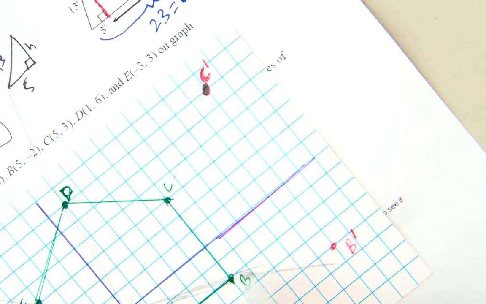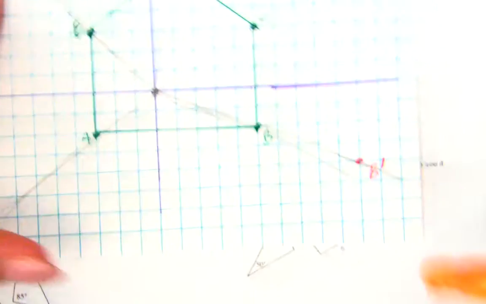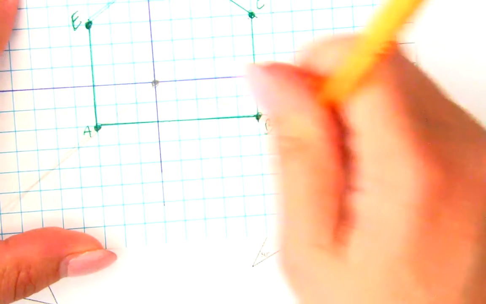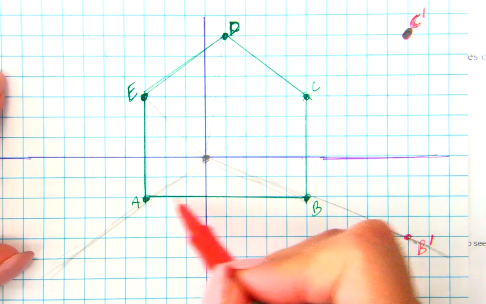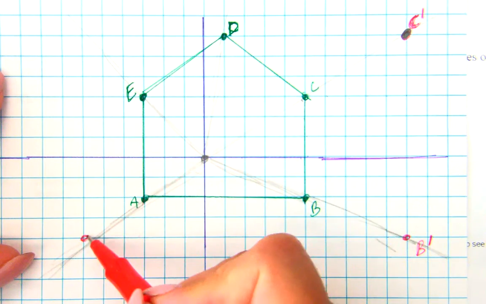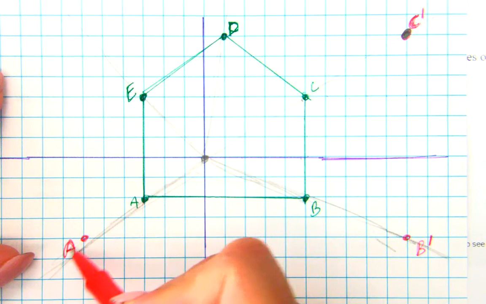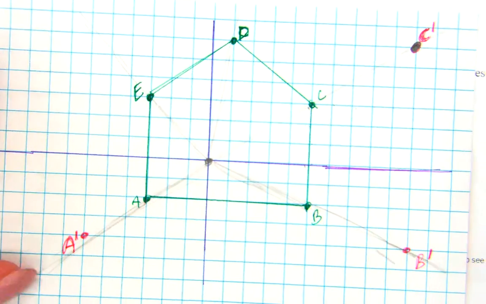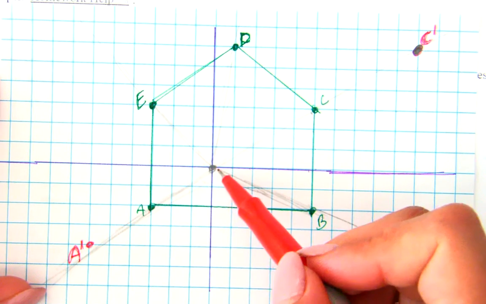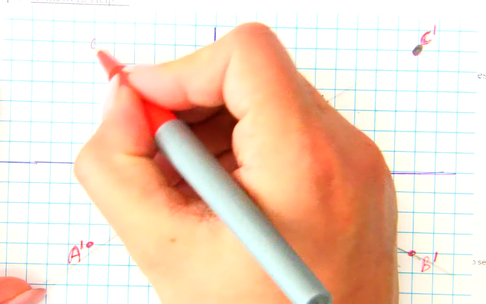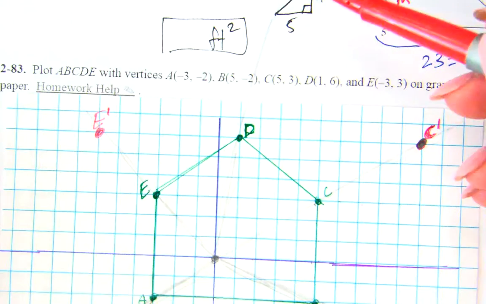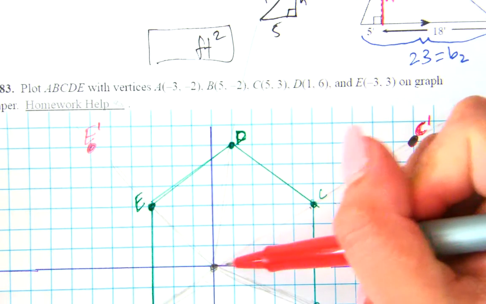So our trajectory, sorry, I was a little off. Our trajectory is going to be somewhere over there. A is going to be down 2 across 3, down 2 across 3. A is going to be somewhere over here. E is going to be 3 and 3, so 3 and 3. There's E prime.